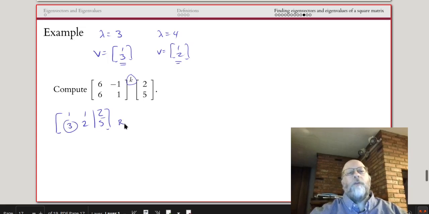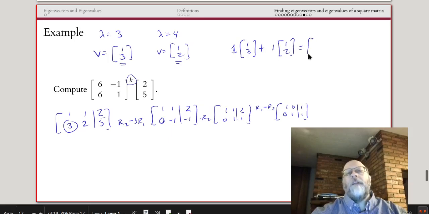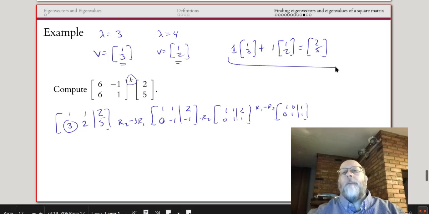So if we take row 2 minus 3 row 1, 3 minus 3 is 0, 2 minus 3 is negative 1, 5 minus 6 is negative 1. Now this, I'll take out a negative sign. 1, 1, 2, 0, 1, 1. And the top row now, I'm going to take away row 2. 1 minus 1 is 0, 2 minus 1 is 1. And so it just turns out that one of each vector is all we need. 1 times 1, 3 plus 1 times 1, 2 does indeed add up to 2, 5. So there's our linear combination.